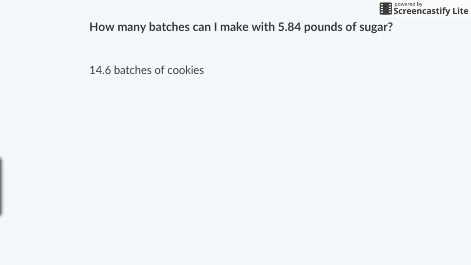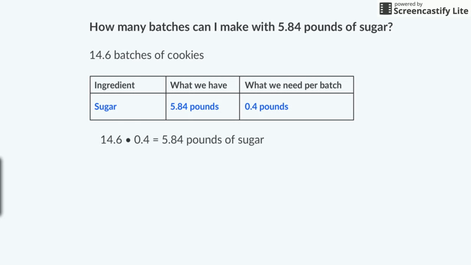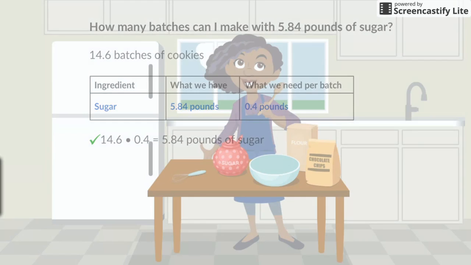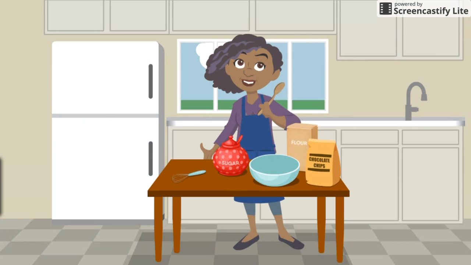Now I can check my result by multiplying 14.6 batches by 4/10, which is the amount of sugar per batch. It equals 5.84 pounds of sugar, which is the total amount of sugar I have, so I know this is correct. I use division to find out that I can make about 14 batches of cookies with the sugar we have. All right, I better get baking.